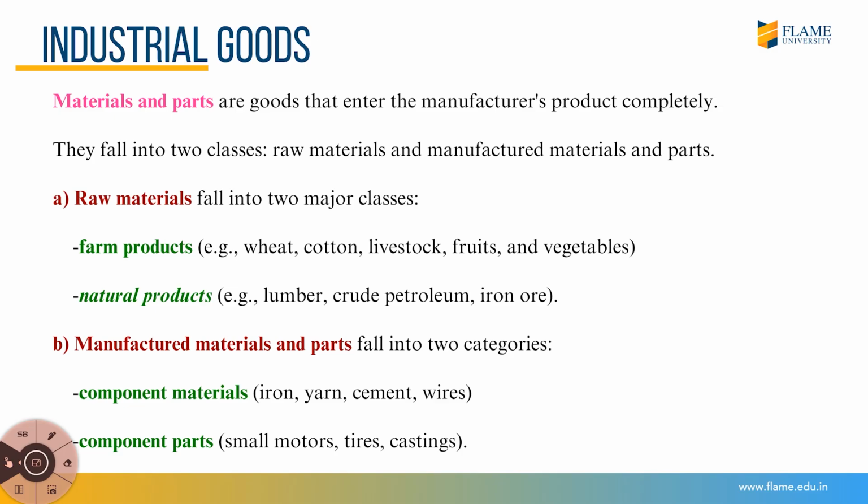And these are divided into one, farm products like wheat, cotton, livestock, fruits and vegetables, where you actually have to grow them on the farms, and then once they are grown, they are sent for further processing.